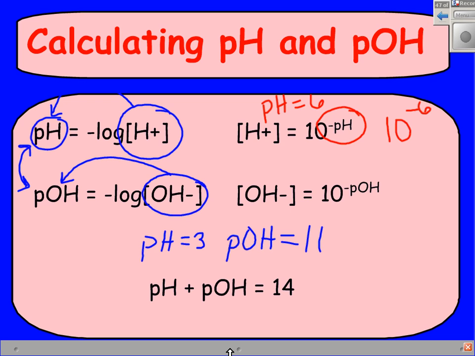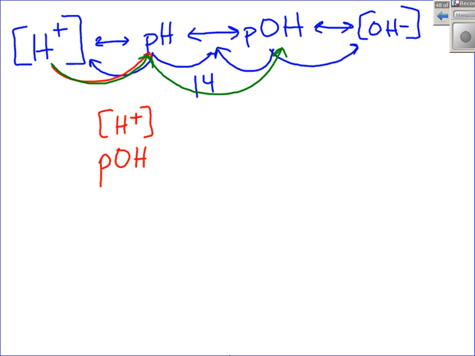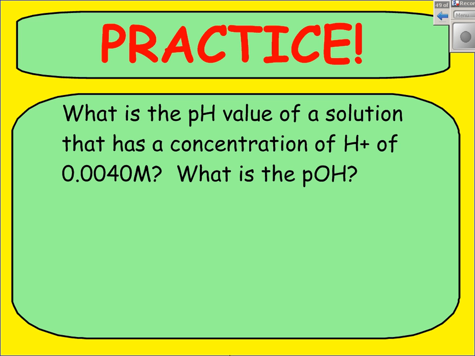With our sequence and our equations, let's go ahead and calculate our first problem. All right, let's read the problem together. It says, what is the pH value of a solution that has a concentration of hydrogen of 0.0040 molar? What is the pOH? So we see in this problem that it's asking us two questions. First of all, what is the pH? And then secondly, what is the pOH? So as I analyze the problem, I write down that those are the two things that I'm solving for.